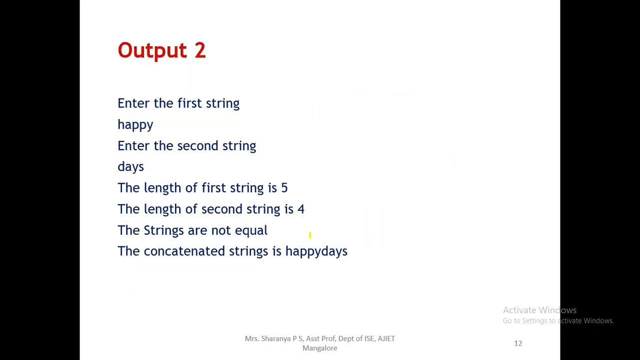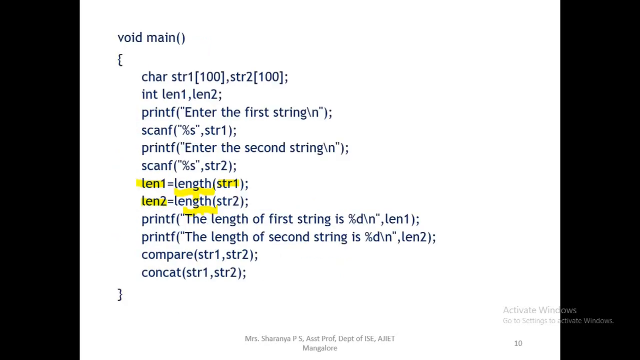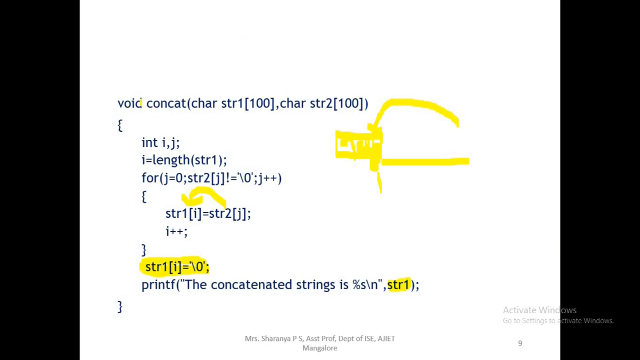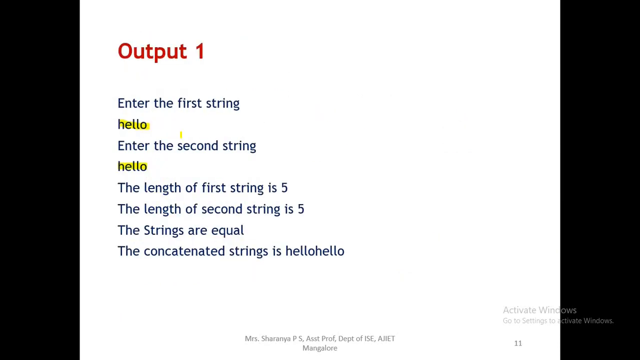And then coming to the second output pattern here, the first string is entered as happy and the second string is entered as days. It first finds the length of the first and the second string, and by comparing each character it says the strings are not equal. Finally it concatenates by the use of the string concat function. That is, here we have defined the function with the function name concat.